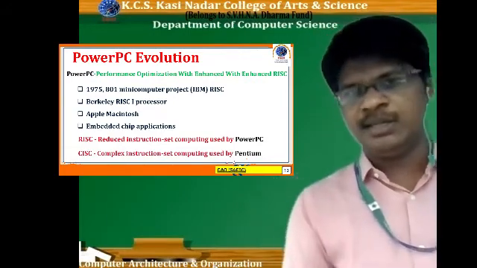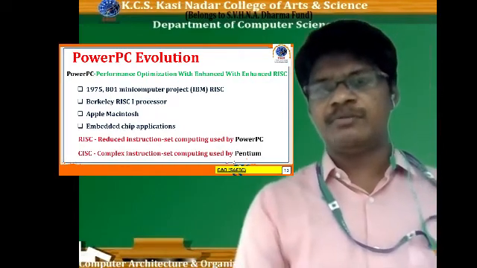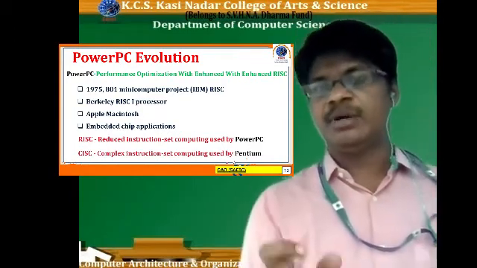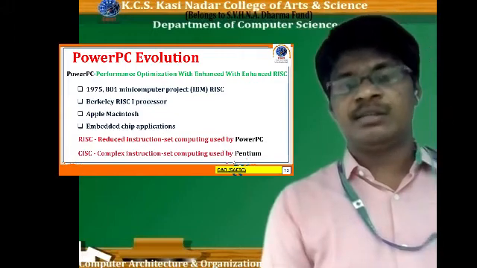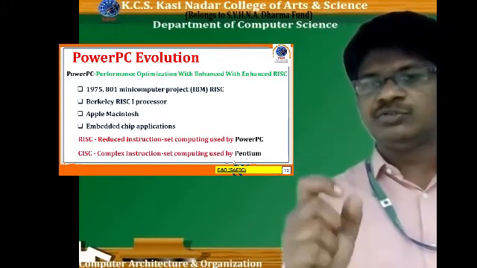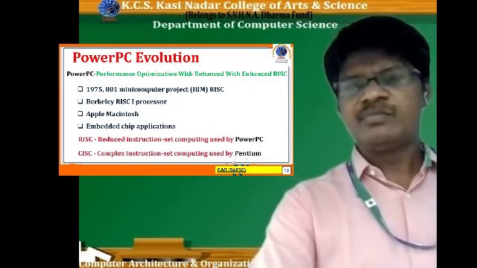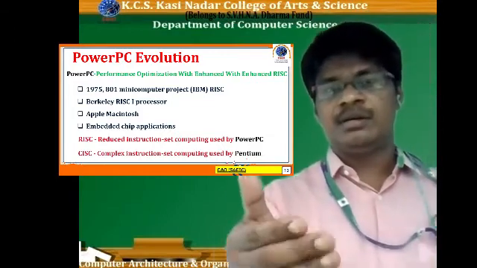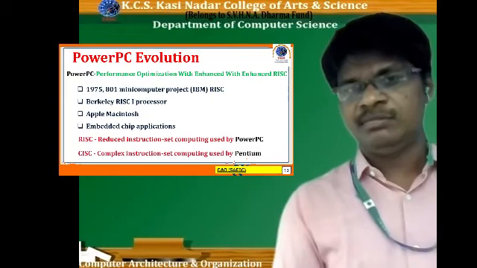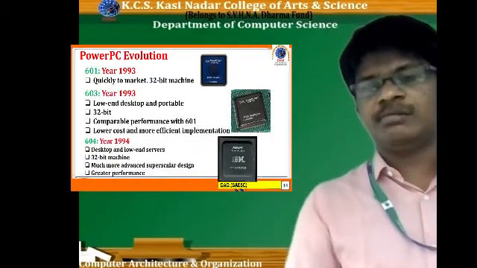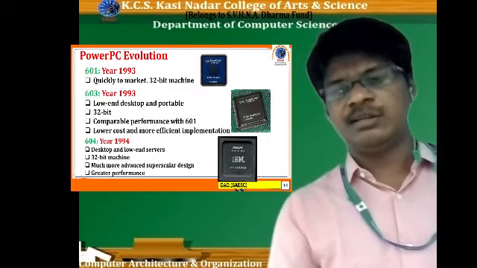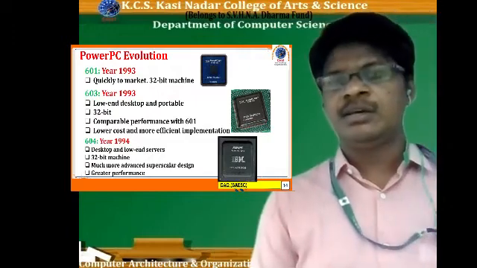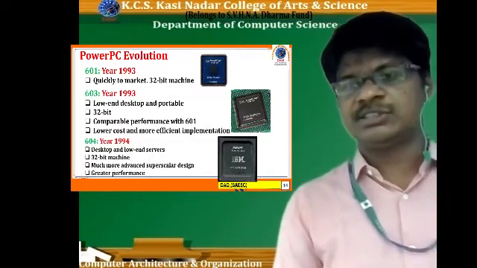So coming back to PowerPC, the performance optimization with enhanced width was invented in 1975 by IBM, in a project by a person from Berkeley. It was first used in the Apple Macintosh, and like Pentium, in the year 1993 it was introduced as the 601. They started from the number series 601, 603, 604, and named them generation 1, 2, 3, 4. I think we are in the G5 or G6 or G7 in the current scenario.